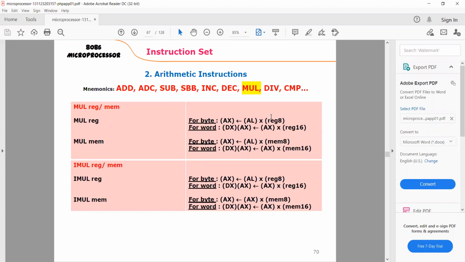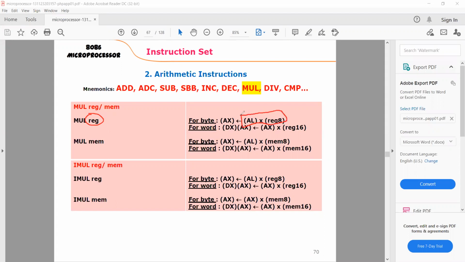The register data. You can see here we have only one register specified, only one operand specified. But this is a little bit confusing, so try to understand this very carefully. Here in the instruction, you can see a single operand specified. But in the operation, you can see two registers.